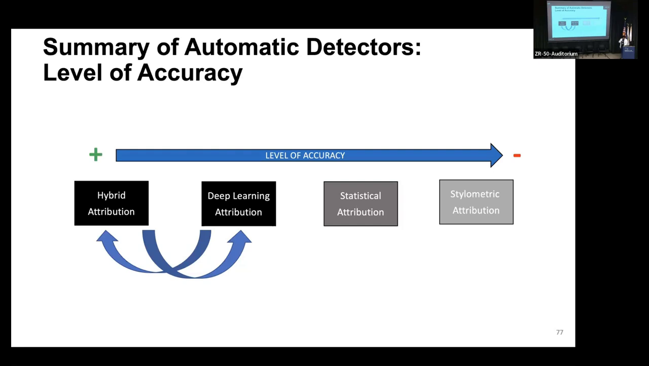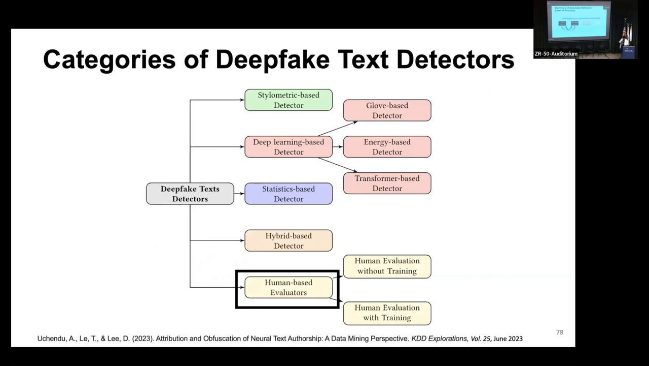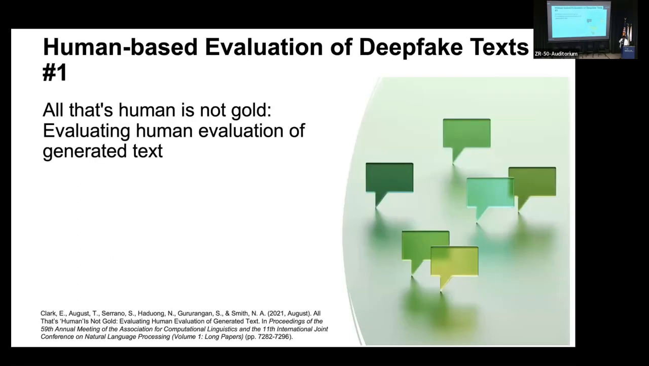So finally, for the automatic detectors, we find that the hybrid-based detectors and the deep learning-based detectors perform about the same, and the statistical-based and stylometric-based perform worse than them. So finally, the human-based approaches. This was a pretty popular paper in 2021, All That's Human Is Not Gold, evaluating human evaluation of generated text.